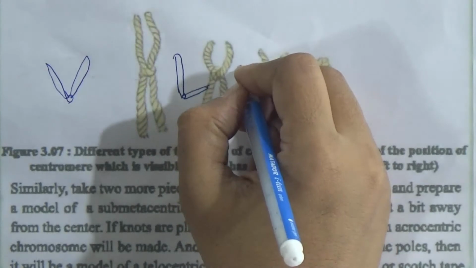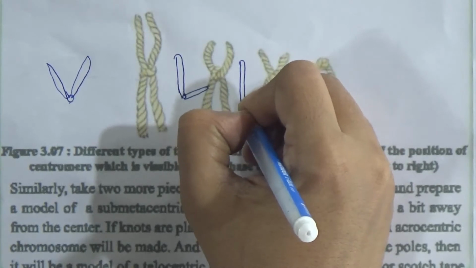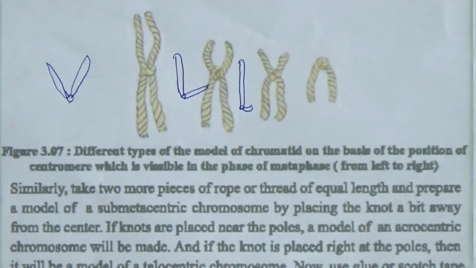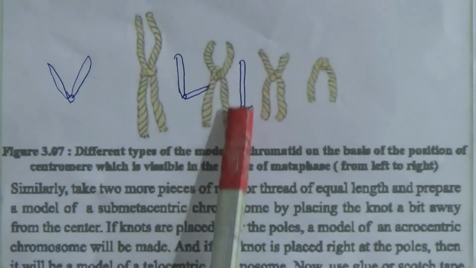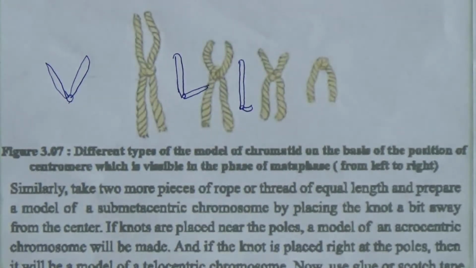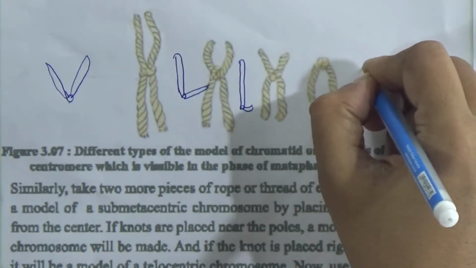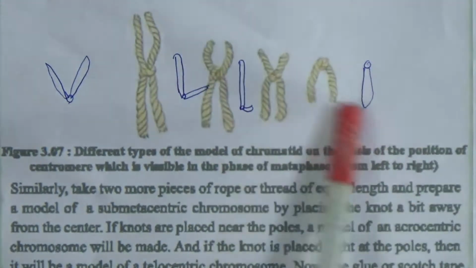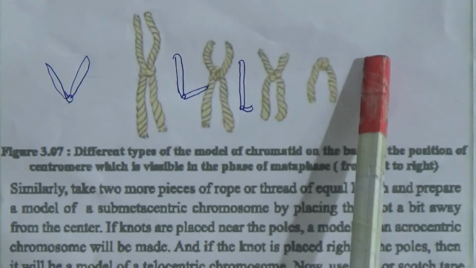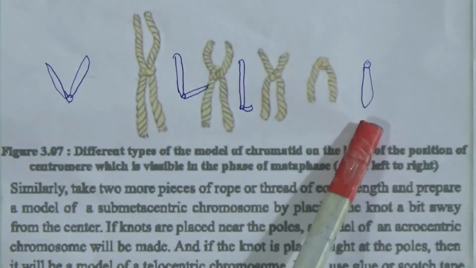And if it is the acrocentric, one arm is very long and another arm is shorter, and it looks like J. That's why its name is J-shaped chromosome or acrocentric chromosome. And the telocentric chromosome looks like I. It only has one arm, and the centromere is straight at one end of the one arm. That's why it looks like I, and it's called the telocentric chromosome.